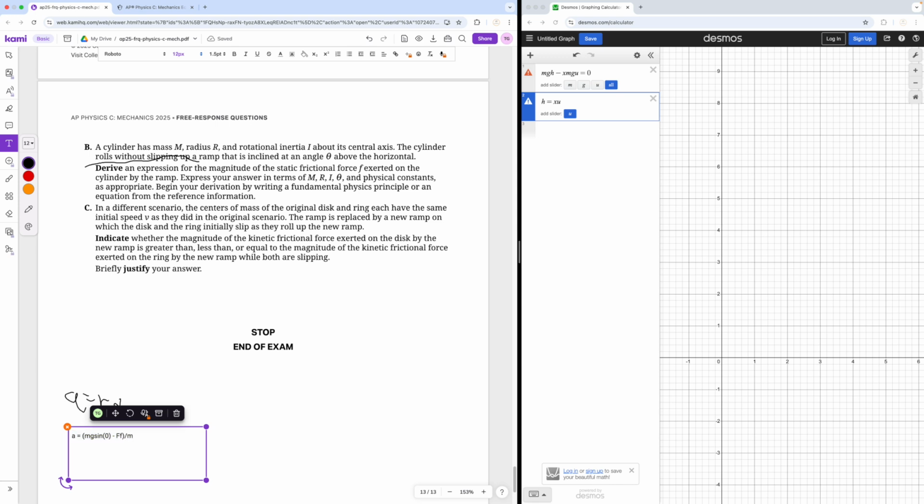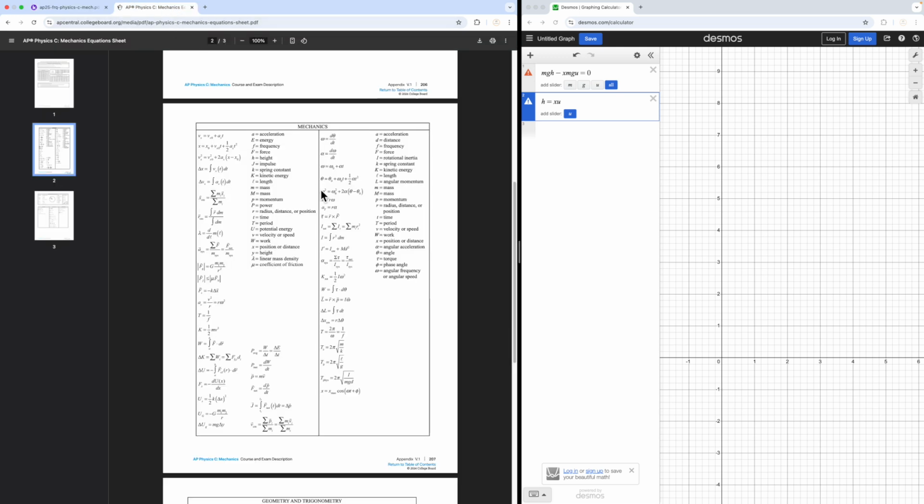A is equal to mg sine theta minus ff, all of that divided by the mass. But now let's focus on what our angular acceleration is. So tau, and that's force times radius, so let's look at it over here. Tau is equal to your radius times your force. But also, tau is equal to I alpha.